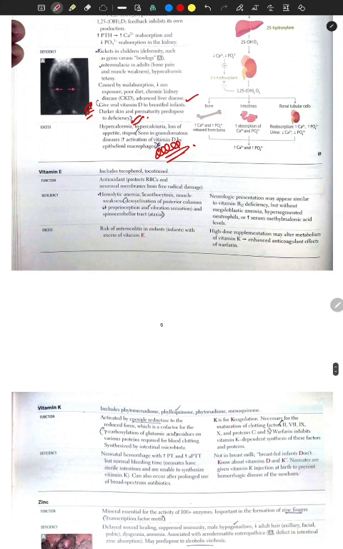Next, coming to vitamin E, tocotrienol. It is an antioxidant. It protects RBCs, and deficiency also causes hemolytic anemia here. So B6 deficiency will lead to sideroblastic anemia. Vitamin E deficiency will lead to hemolytic anemia because of damage here.